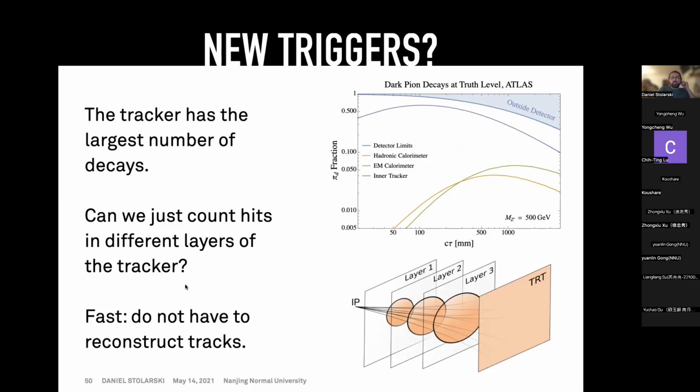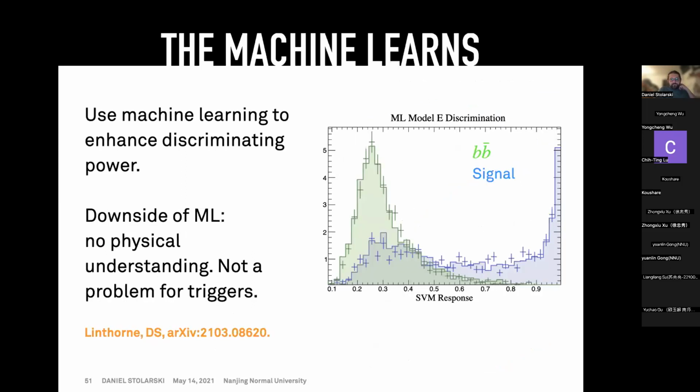But our suggestion was, what if you just count hits, right? If you have an invisible particle, it won't leave any energy in the layers closest to the inner part, but it will leave energy on the outside. So what if you just count the number of hits in each layer and watch it go up, which it shouldn't do for a QCD-like event. And this is useful for a trigger because it's fast. You just count. You don't have to do any geometric reconstruction.